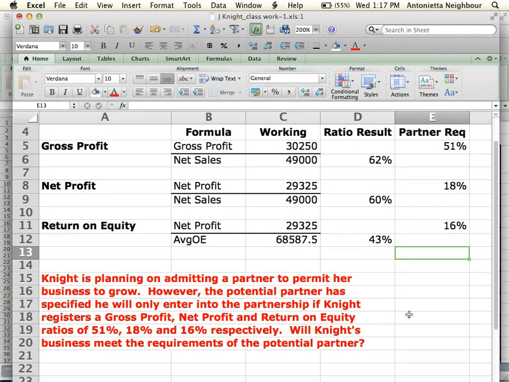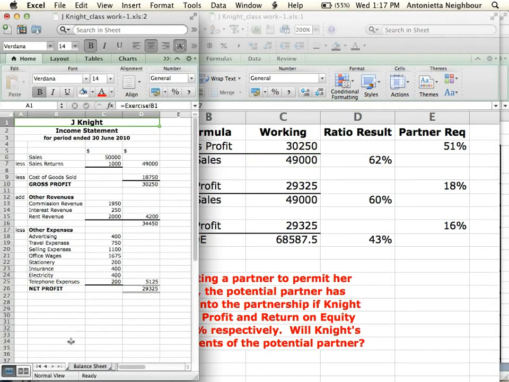Yes, Luke. I know how to get the average OE and net sales. Oh, net sales. Net sales is sales less returns. So we're going to go to our income statement. There's my sales, 50,000, minus my sales returns is 49,000. That figure there is net sales.